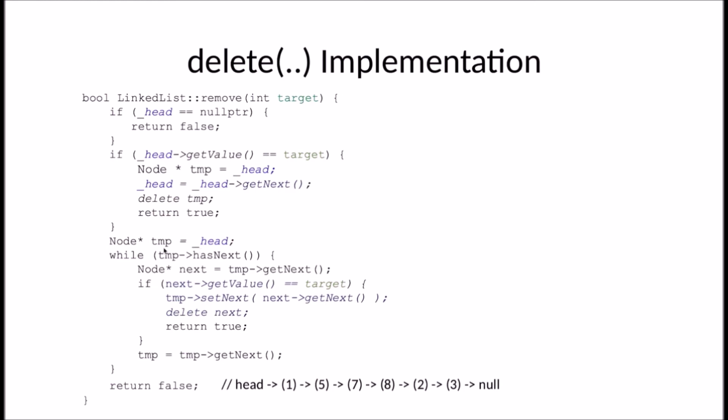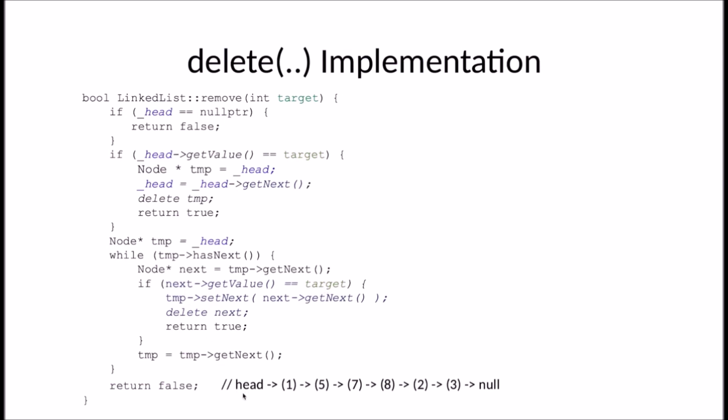Next, I create a pointer to point to head. Then I check if the temporary node has a following node. So if temp has next, if there is a next node that follows temp, I get that next node. I call it next. And I check if that next node's value matches the target.